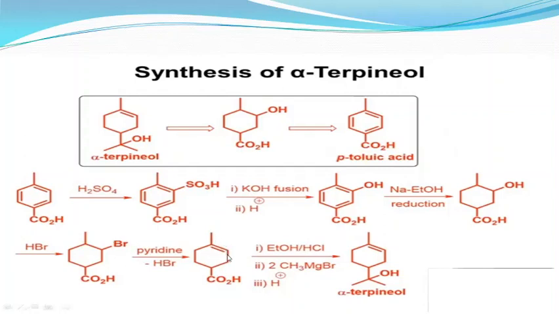This double bond has been formed. Now our next step is to introduce a tertiary alcoholic group at this position. It is best achieved with ethanol and HCl converting into ester, then 2 moles of methyl magnesium bromide, as we have to introduce 2 methyl groups here. So we use 2 molecules of Grignard reagent, and then on subsequent hydrolysis, this tertiary alcoholic group is formed here. This is the synthesis of alpha terpineol. Thank you.